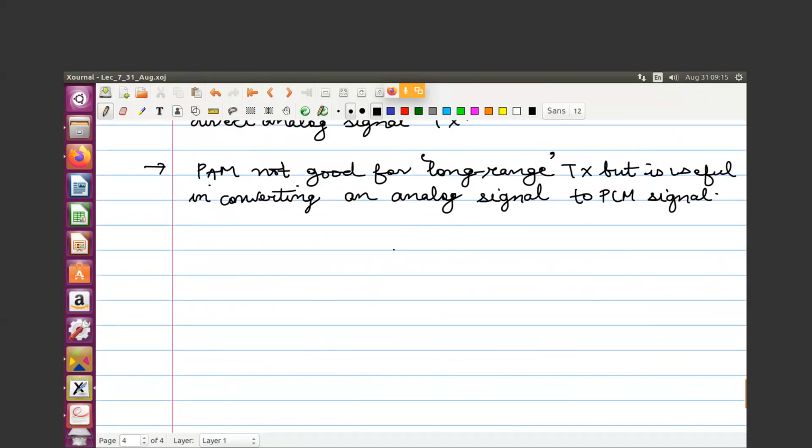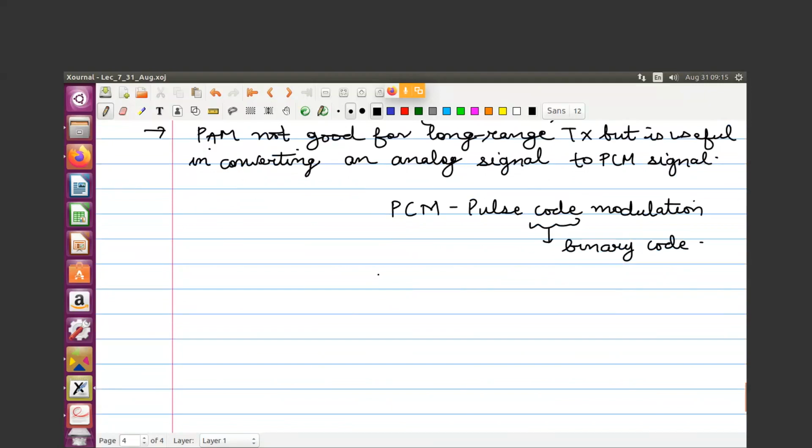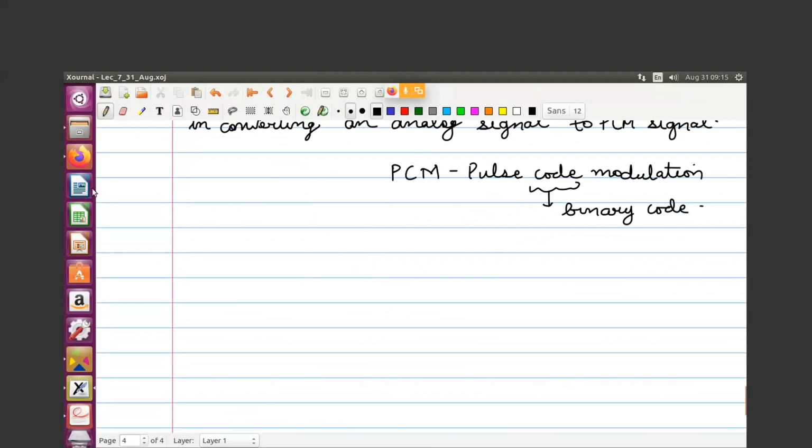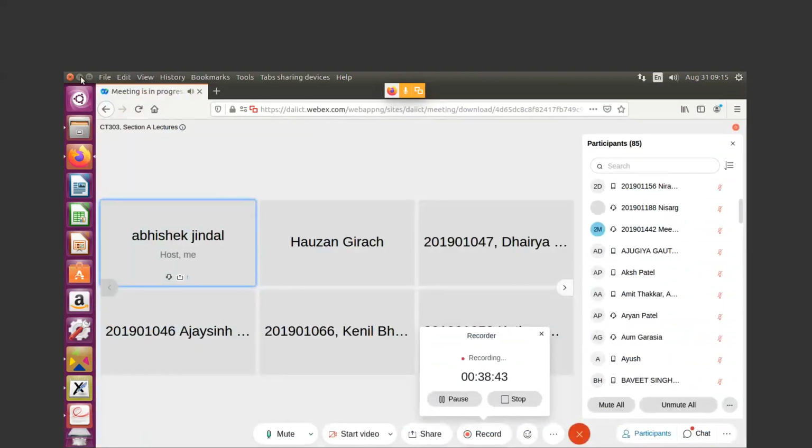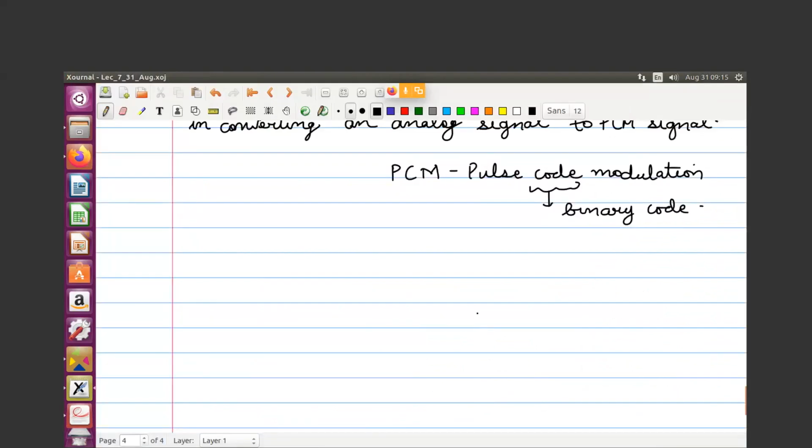So now we will start the study of PCM, which is simply pulse code modulation. Okay, now there is a pulse we know, there is a code and there is a modulation. Modulation we know. So this code generally refers to a binary code. So in order to motivate PCM, we need to go back to our first lecture where we were discussing this discrete time, discrete amplitude system.